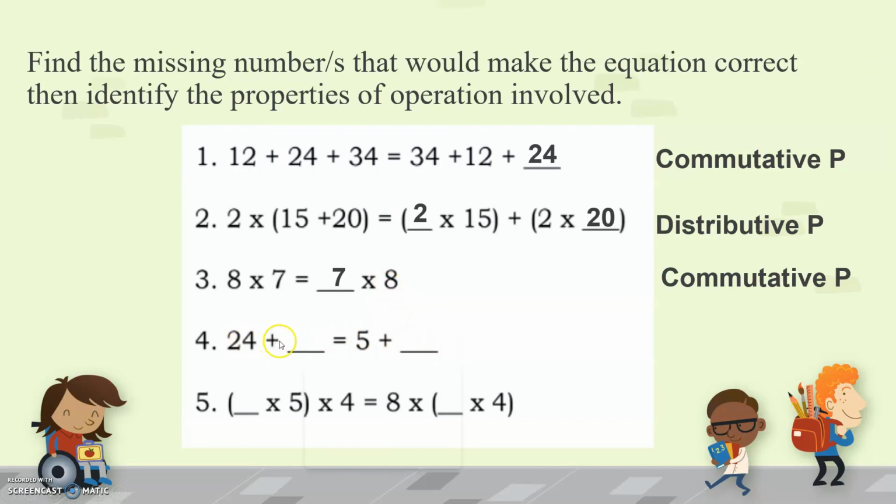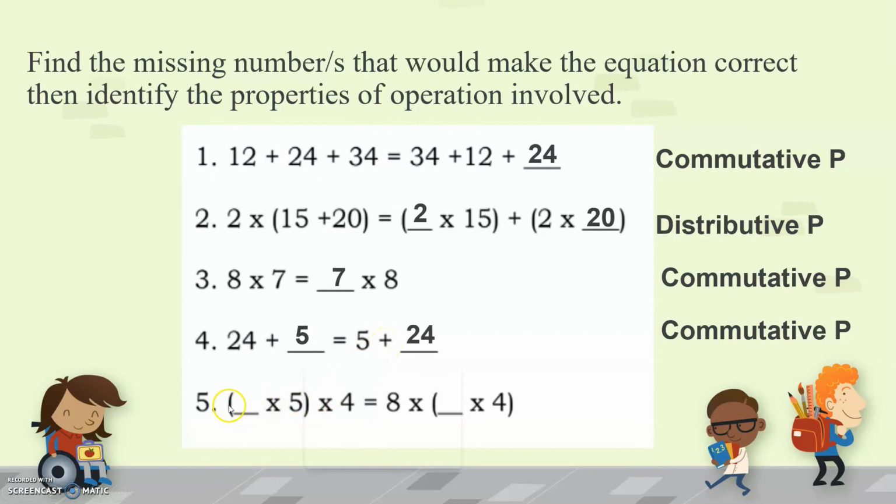So, we have 24 plus blank equals 5 plus blank. Okay, so katulad doon ng number 3. Ang pinagkaiba lang, dito ay multiplication. Dito ang ginamit ay addition. So, kung meron tayong 24 at dito naman ay 5, so ibig sabihin, dito ay 5 at dito ay 24. So, pinagbaliktad lang din. At ang tawag sa property na yan ay commutative property of addition. Ayan, kasi ang ginamit natin na operation ay addition.